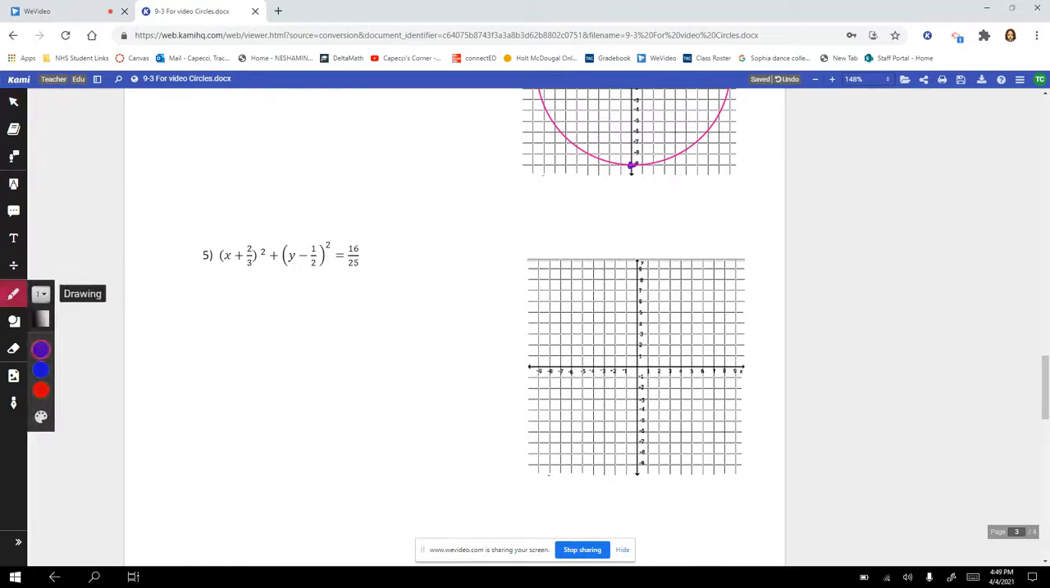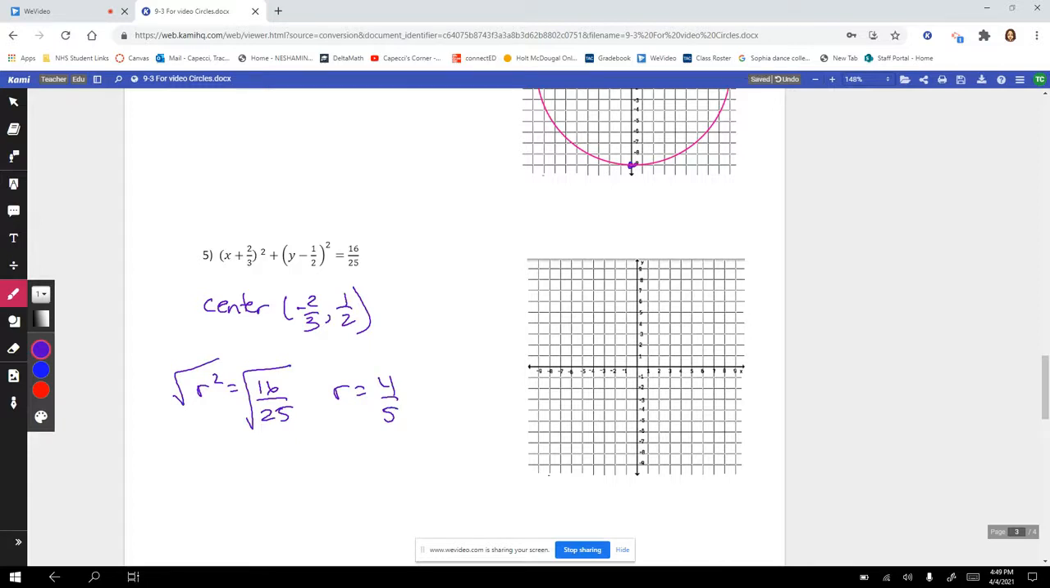Now, again, we have a lot of different things going on here, so we have to pay attention first of all. So we know that our center is going to be negative 2/3 and positive 1/2. So this is a little tricky because we know we're dealing with fractions, which we never like, right? So we have negative 2/3 and 1/2, and then our radius squared is 16 over 25. If I take the square root of both sides, then I know the radius is 4 over 5, which is just a little bit less than 1.